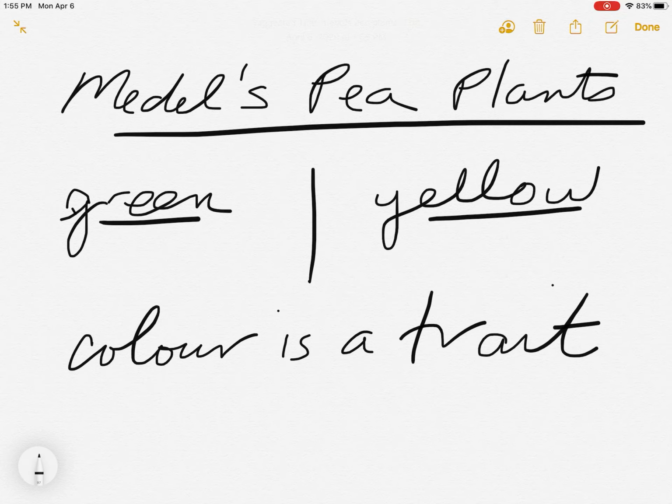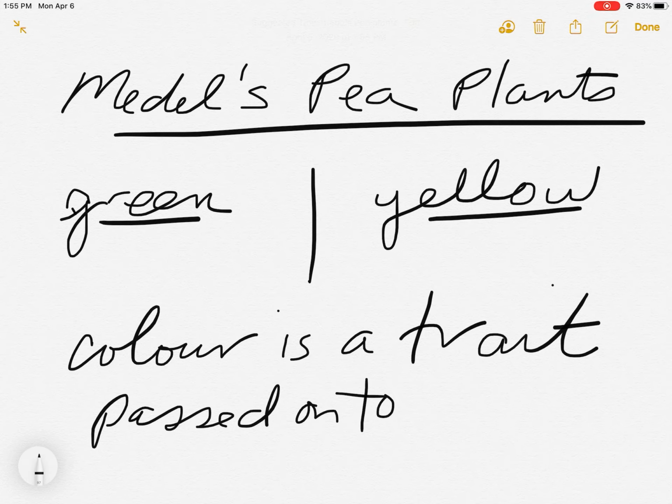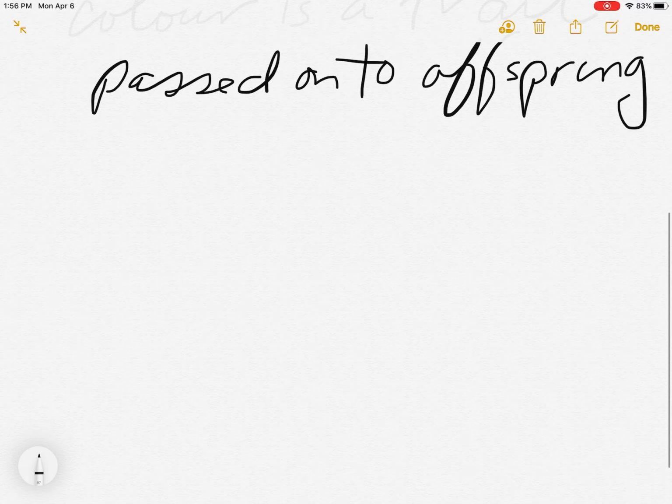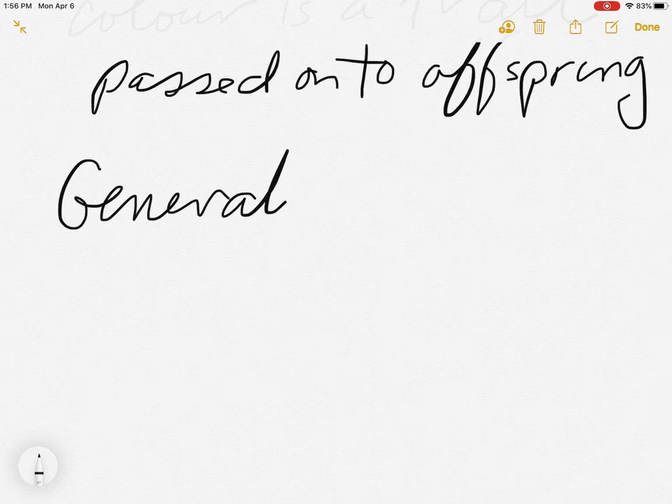And this trait is passed on to what we call the offspring, the pea plants that are baby pea plants, I guess you could call them, when we cross these plants. Okay? So one of the things we have to do is keep track of what we call the generations. If we're going to start crossing pea plants and having baby pea plants, and then those baby pea plants, we can plant those and grow more pea plants and then breed those pea plants, we end up with a whole bunch of what we call generations.